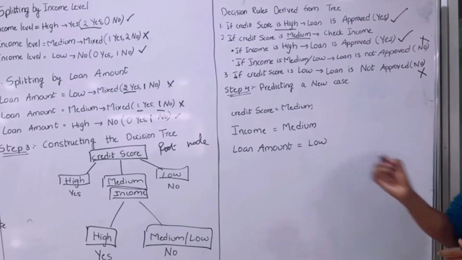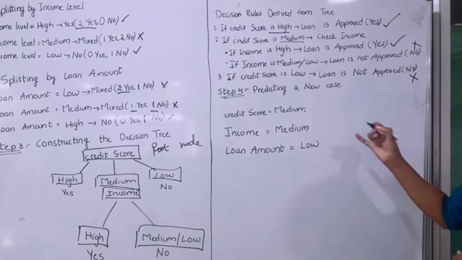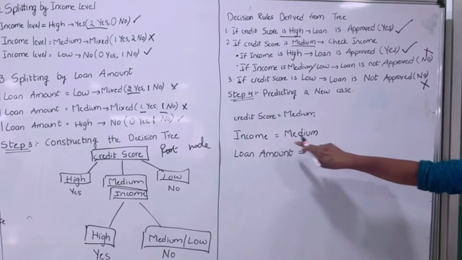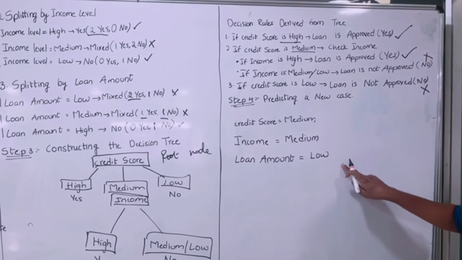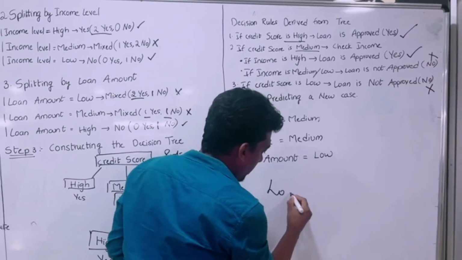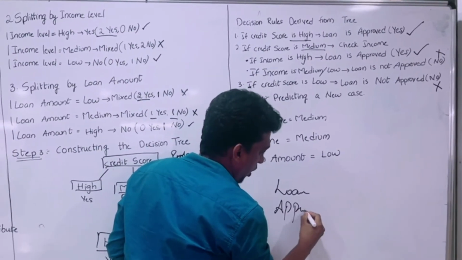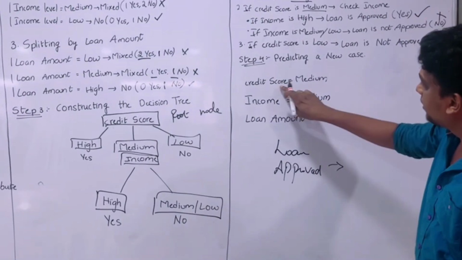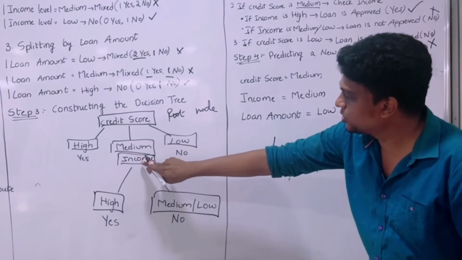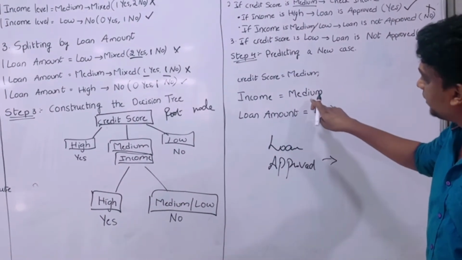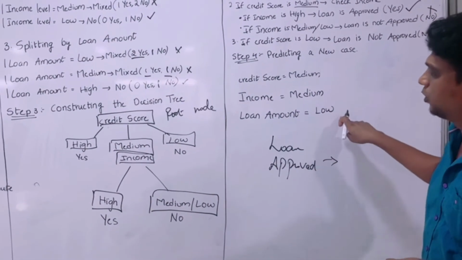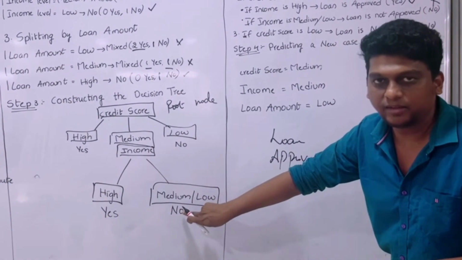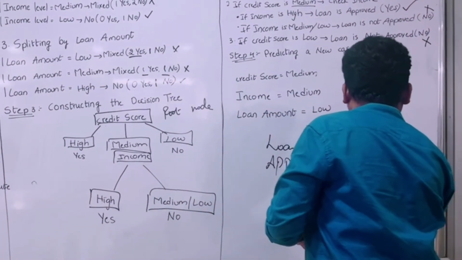We are given one new data point and we have to find out whether the loan approved is yes or no. Here you can see this is one example: credit score is medium, income is medium and loan amount is low. For this, we should find out whether the loan is approved or not. From the tree we can easily see the credit score is medium, so we should check the income. The income is medium and the loan amount is also low. When the income is medium, automatically the loan approval will get cancelled. So the loan is not approved.